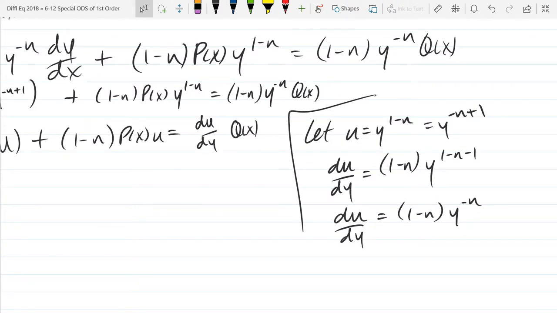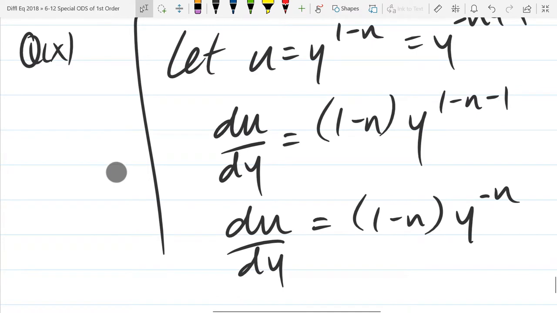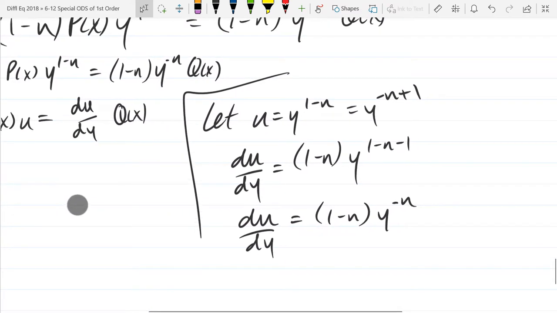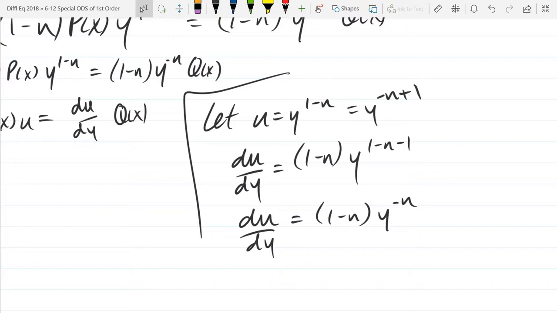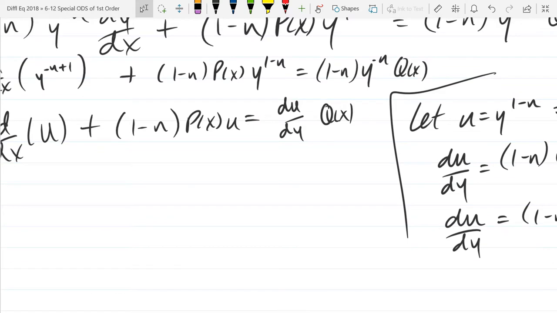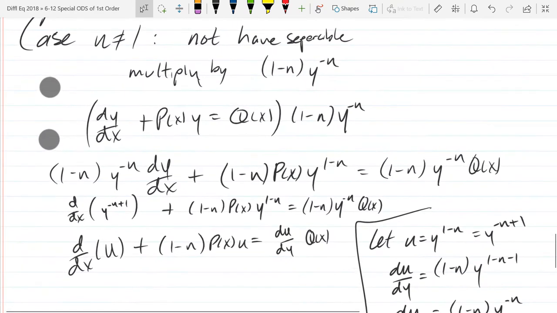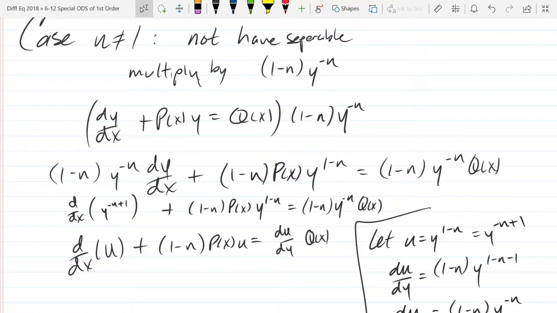Let's see. So here's our u. So I did my calculus here correctly. So on the left, everything looks okay. It's the right side I'm a little bit worried about. Let's see where we started. Maybe I made a mistake further up. So q of x, 1 minus n, y to the negative n.